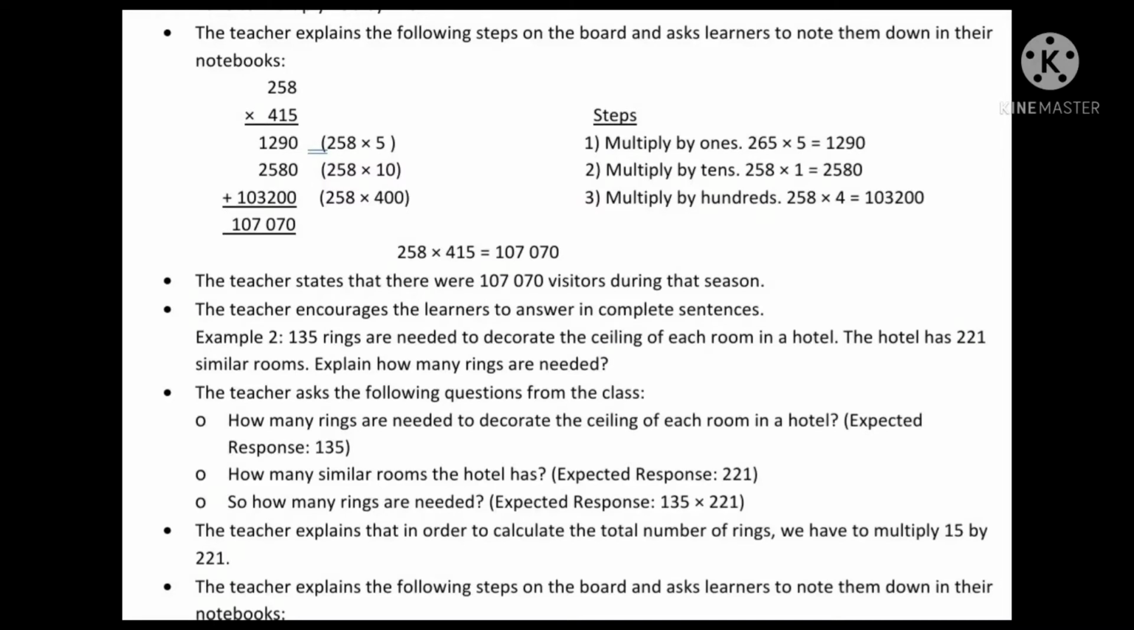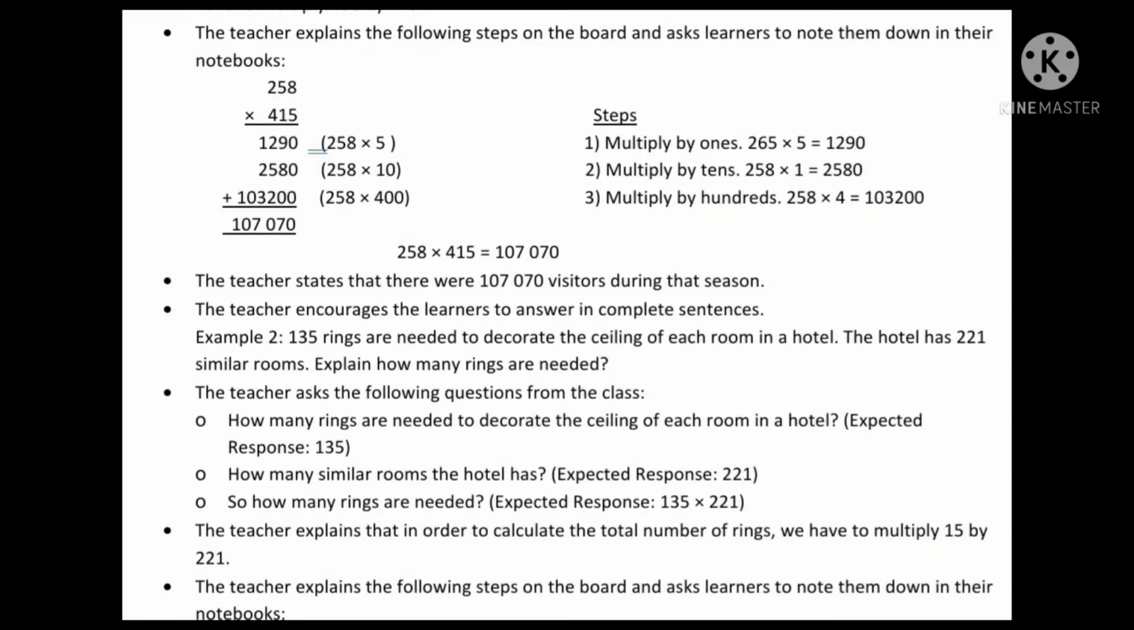Then teacher discusses example number 2. It says that 135 rings are needed to decorate the ceiling of each room in a hotel. The hotel has 221 similar rooms. Explain how many rings are needed. Now the teacher asks the following questions from the class. How many rings are needed to decorate the ceiling of each room in the hotel?